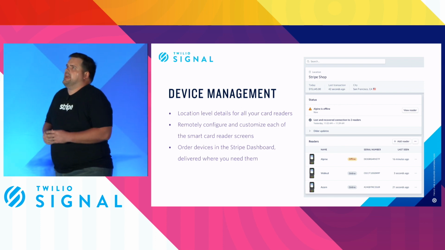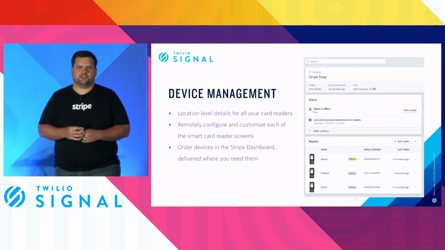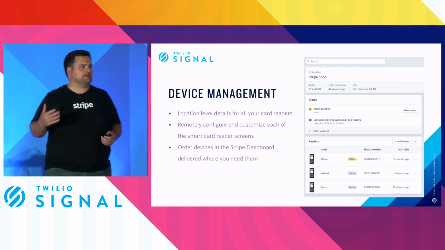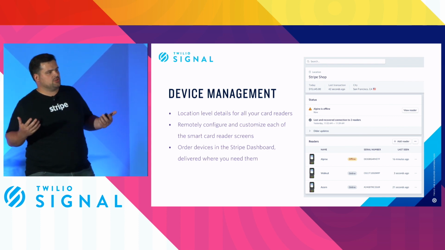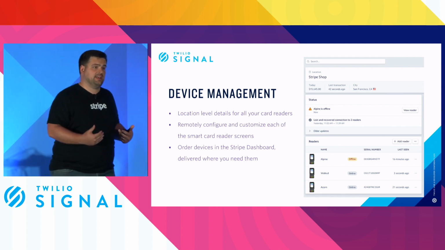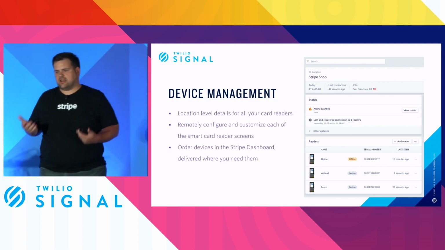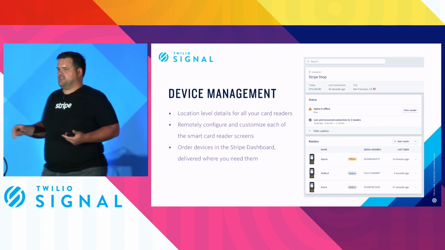Let's say you're an internet-first eyeglass company and you want to start having in-person shops. You can order thousands of Stripe terminals and you can programmatically control what the displays are in each one of those locations.